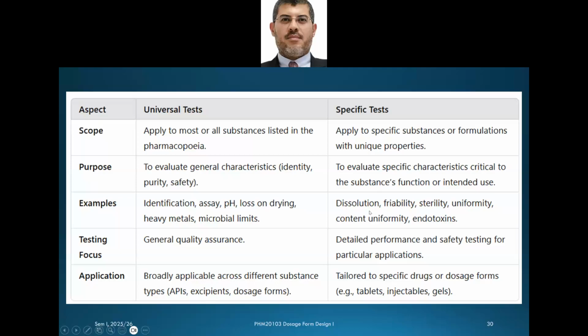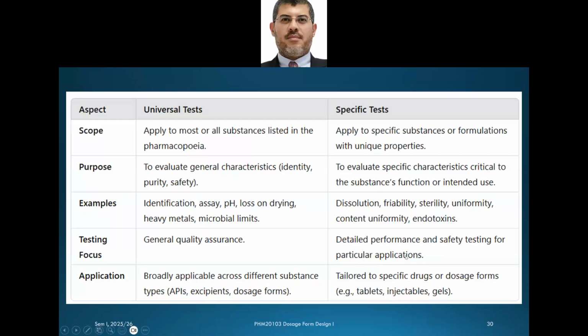Okay? Everywhere they will give you the acceptance criteria. For example, heavy metals, not more than 5 parts per million. If more than 5 parts per million, then your substance did not pass the test. If less, then it's accepted. Okay? This is another monograph you can go through and then you can see the tests.